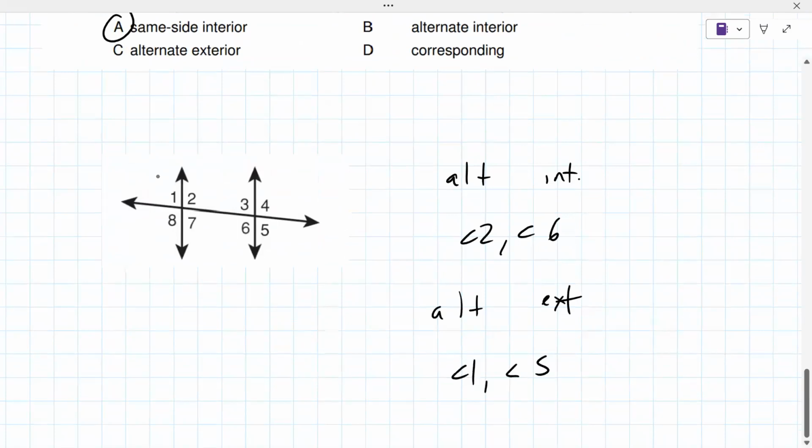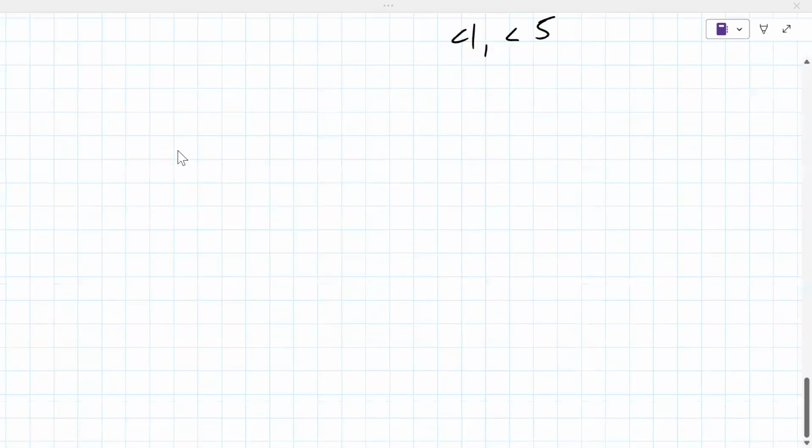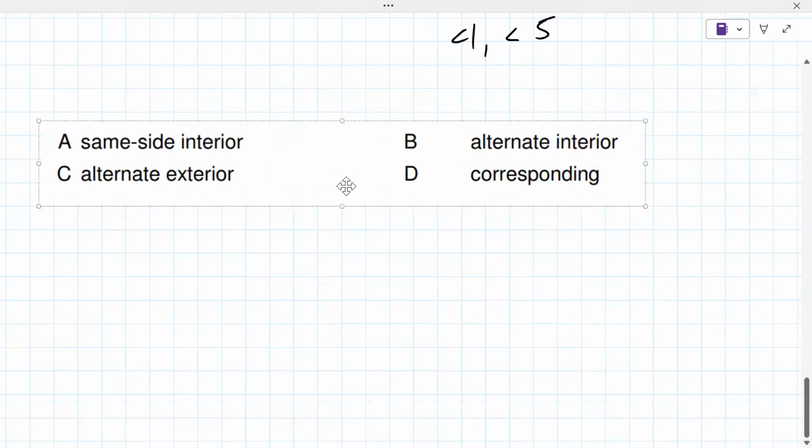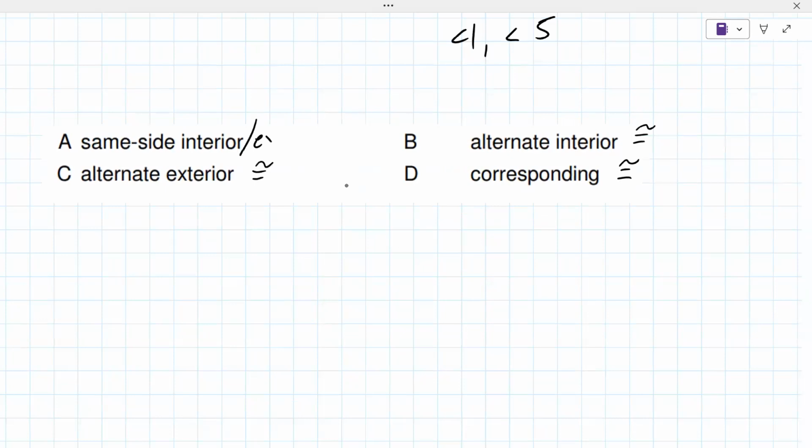Good. Okay. All right, so let's go through just really quick. This is just definition stuff. So corresponding angles are congruent. Alternate interior are congruent. Alternate exterior are congruent. Same side interior or exterior, they add to 180. Okay.